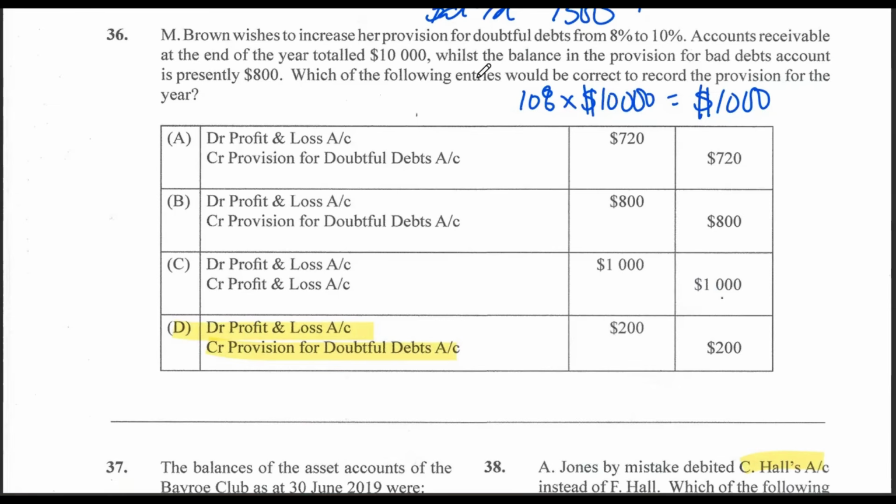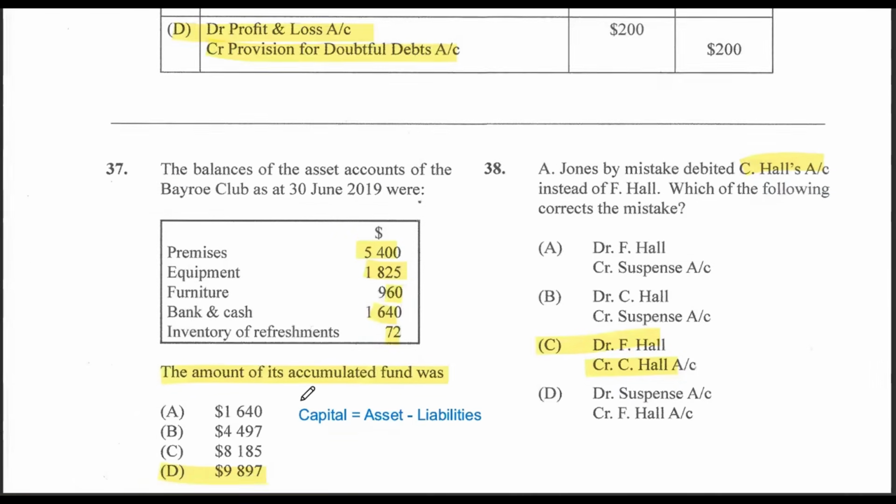All right, guys, the provision is currently 800. It has to move to 10% of the AR figure at the end of the year, which is 10,000. So 10% of 10,000 is $1,000. So it has to move from 800 to 1,000. So the movement there is a $200 movement, and this is an increase. So to increase your provision for doubtful debts, you normally debit your profit and loss account and credit the provision for doubtful debts with the value of 200. There we go, guys. Nicely done. Let's move on to question 37.